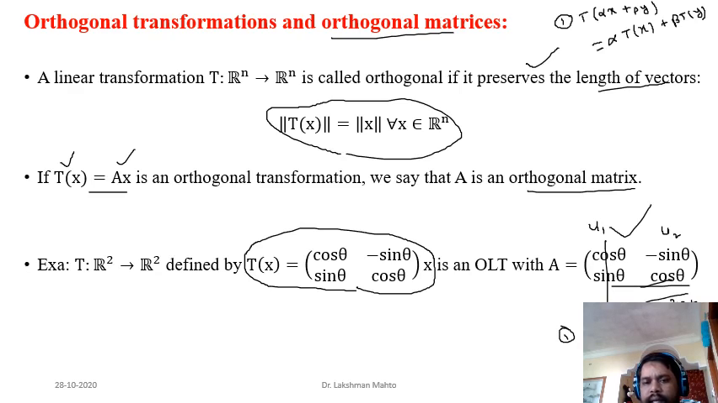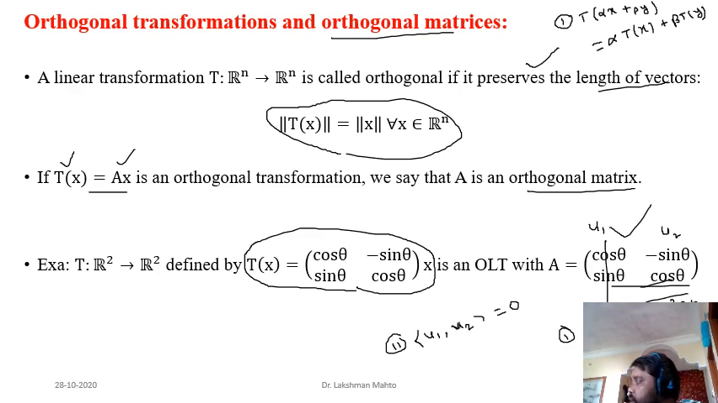And the second condition is what? Try to find the dot product between these two. What is the dot product between these two? So the dot product is again 0. Easily you can establish the dot product between u1 and u2, so that will come as 0. So you can say that in an orthogonal matrix, we observe the columns happen to be orthonormal vectors.